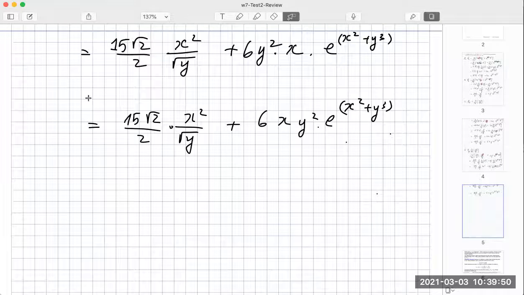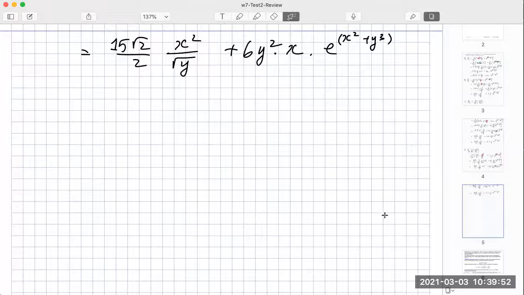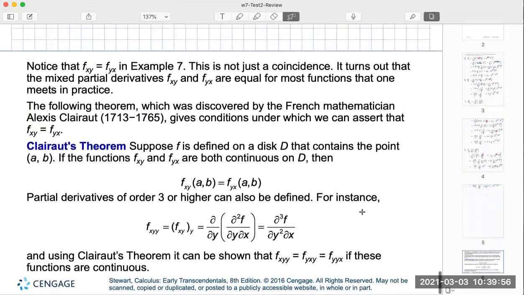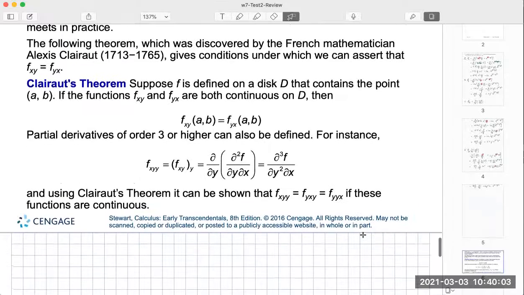It makes sense because from this theorem, we know that if f is defined on a disk D that contains a point (a, b), and the functions f_xy and f_yx are both continuous on D, then these are the same. They are equal to each other.